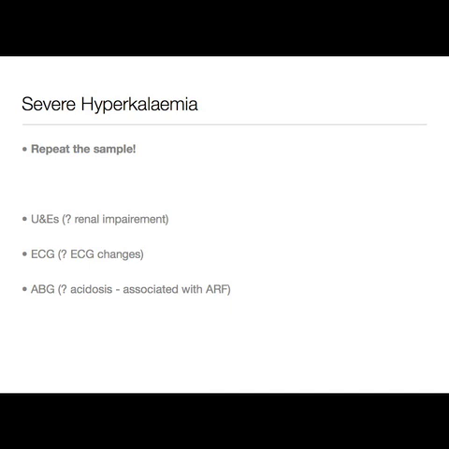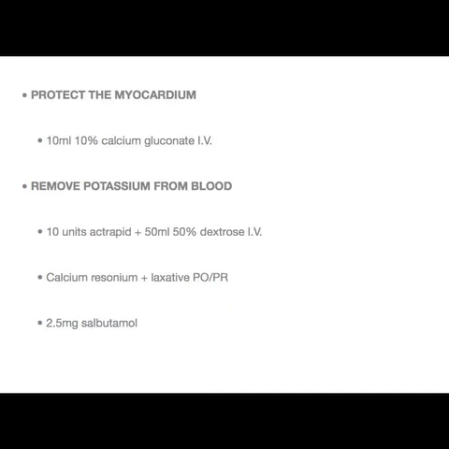Firstly, repeat the sample, as often the elevated potassium is due to hemolyzed blood that has been left too long prior to analysis. After doing this, it is important to check the urea and electrolytes because if you remember, the primary cause, or the most common cause of hyperkalemia, is renal failure. It is obviously also important to do an ECG and a blood gas. So having done a few practical things first, you should then give some important drugs.